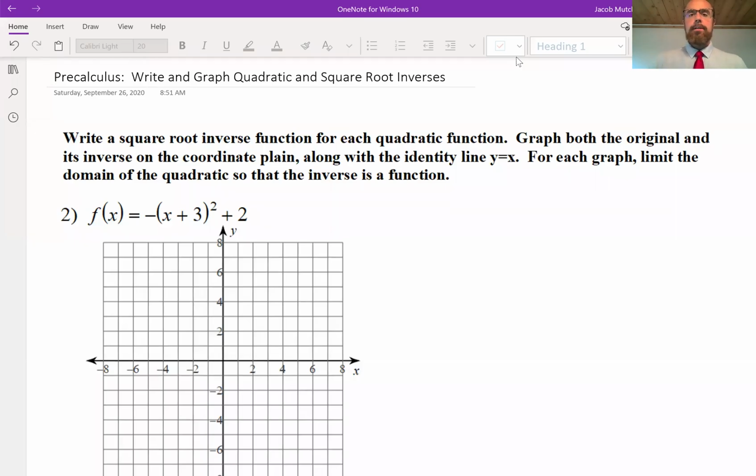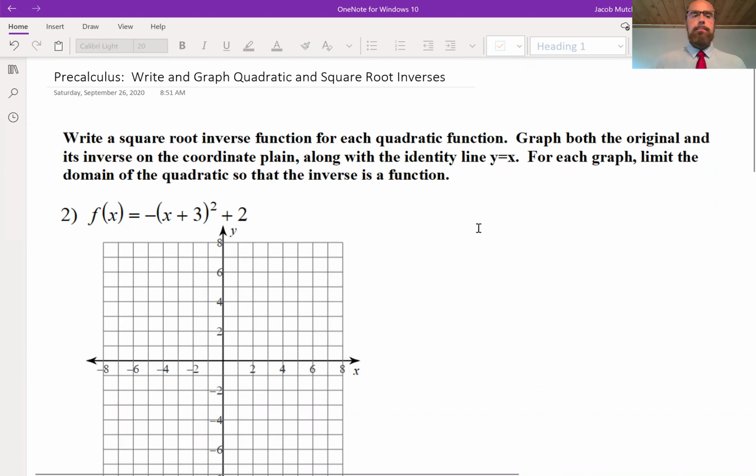Welcome to Pre-Calculus. Today we will investigate writing and graphing inverses of quadratic and square root functions, focusing on restricting the domain of the quadratic so that the inverse square root is a function. We'll take a look at two examples. The first is a quadratic, the second is a square root function.